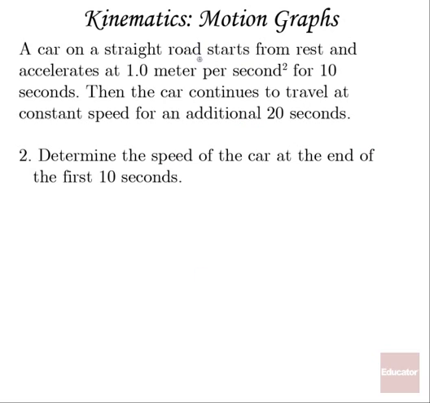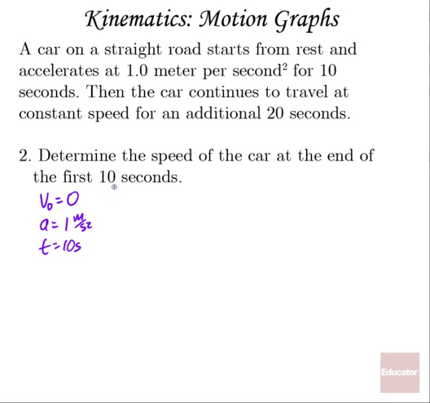Number 2, we've got a car on a straight road that starts from rest and accelerates at 1 meter per second squared for 10 seconds. Then the car continues to travel at constant speed for an additional 20 seconds. Find the speed of the car at the end of the first 10 seconds. Well, what we know is it starts from rest, so our initial velocity is 0. It accelerates at 1 meter per second squared for a time of 10 seconds.